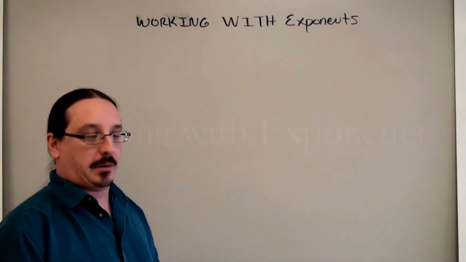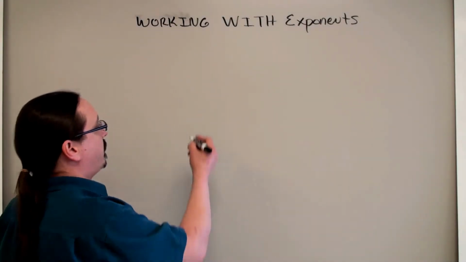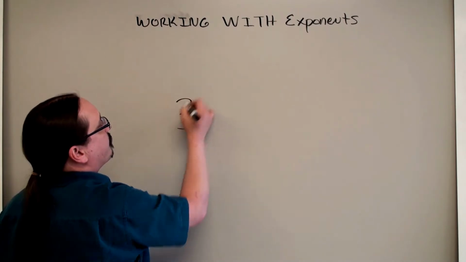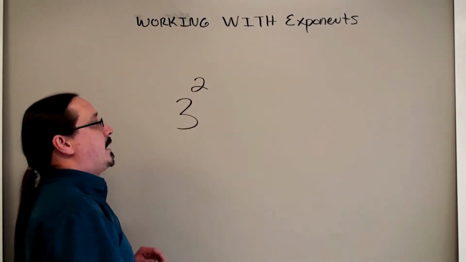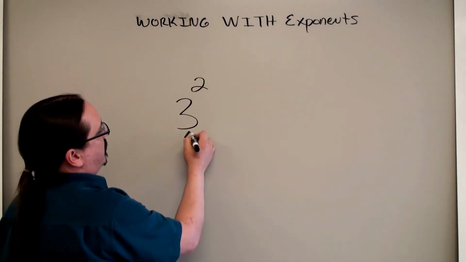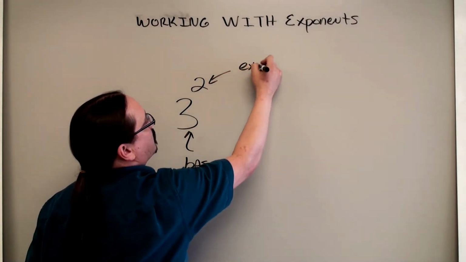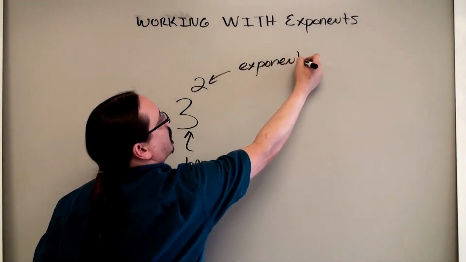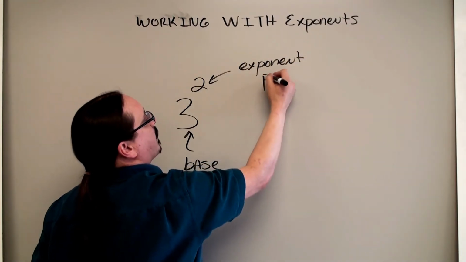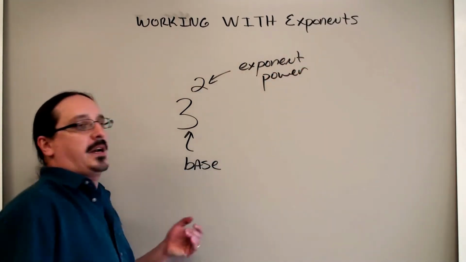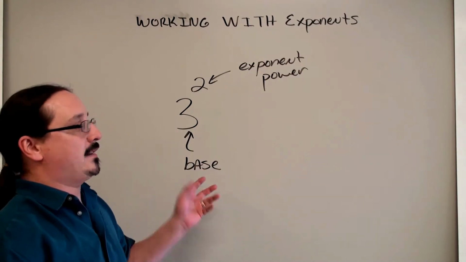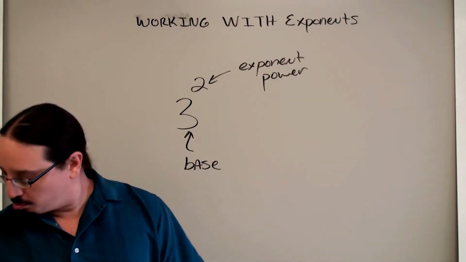We're going to go over working with exponents. So let's review. If we have a number that is being raised to a power, then this is our base and this is our exponent, or otherwise known as the power. So 3 to the power 2, or 3 has the exponent of 2.